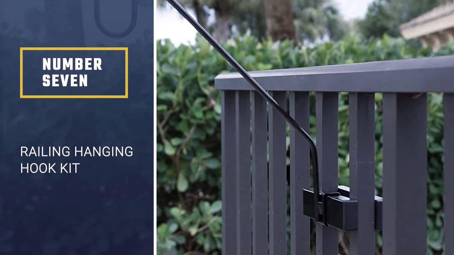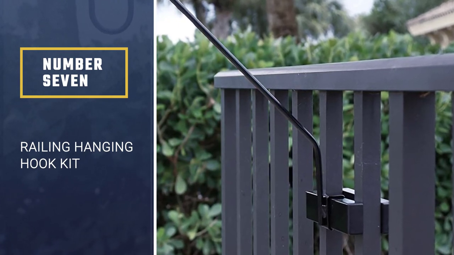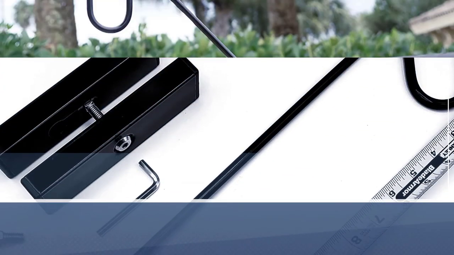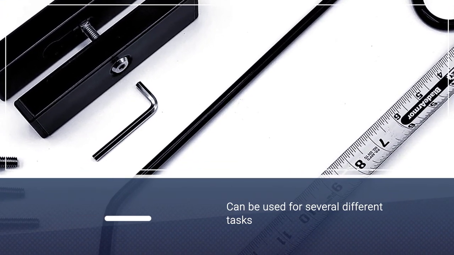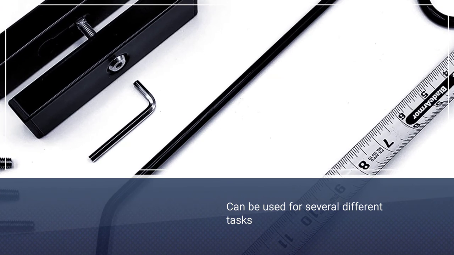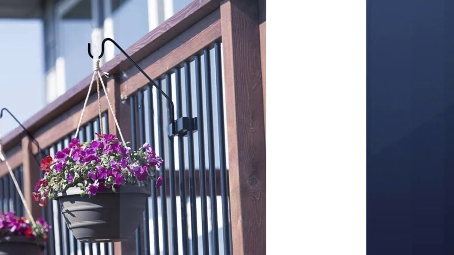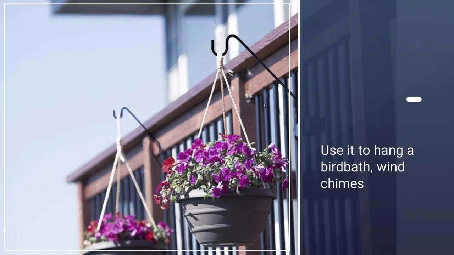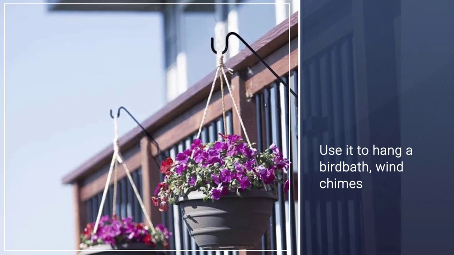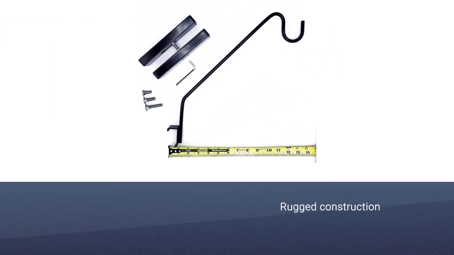Number 7. Railing Hanging Hook Kit. The hanger hook kit can be used for several different tasks, not just as an imitation of a bird feeder hanger pole. You can also use it to hang a birdbath, wind chimes, flowers, and plants, and even lanterns right on your front porch. Thanks to its rugged construction and its excellent hanger brackets, this product can hold a weight of up to 15 pounds.